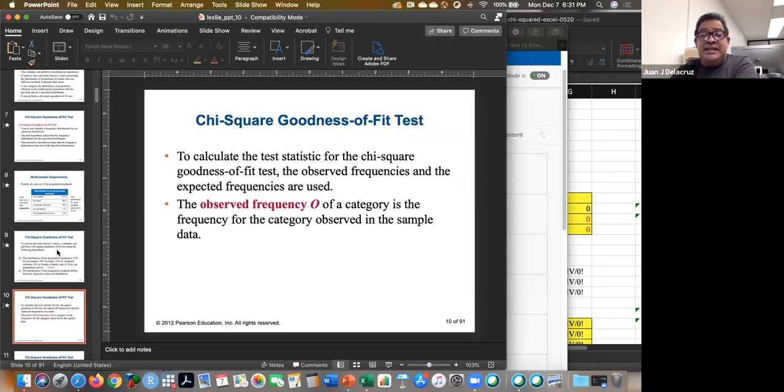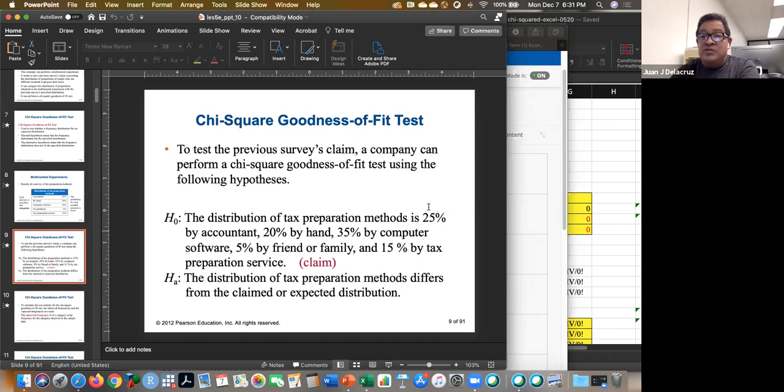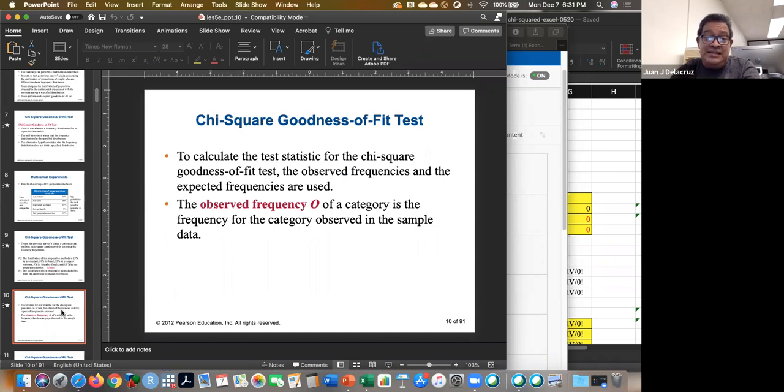To calculate the test statistic for the chi-square goodness of fit test, the observed frequencies and the expected frequencies are used. So we have the percentages and we have the observed. Once we do the observed, I need to know the sample size, because I'm going to multiply this sample size by these numbers, and I am going to get the expected number of people based on the sample size. It seems something very simple, and indeed it is very simple.